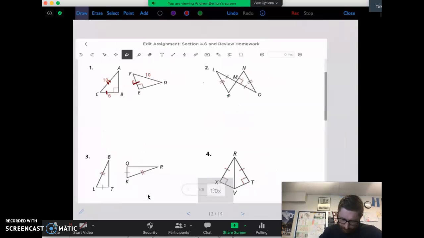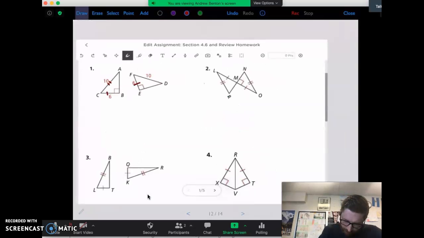Oops, sorry about that. 10 is congruent to 10. Mark your diagram. So now I have a leg here, and I have a leg here, and I have a hypotenuse and hypotenuse. So these are congruent by HL. Now, let's add 2. So let's call these triangles congruent now.